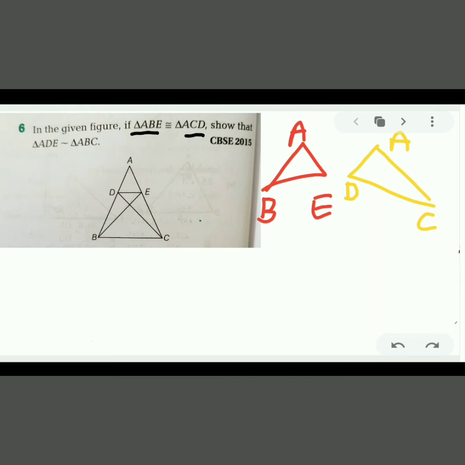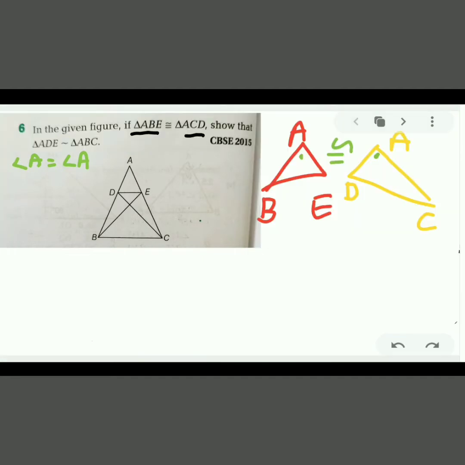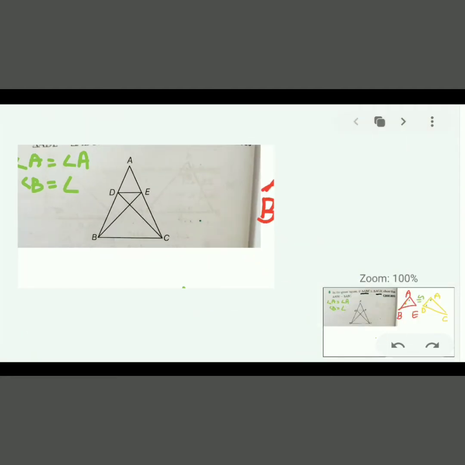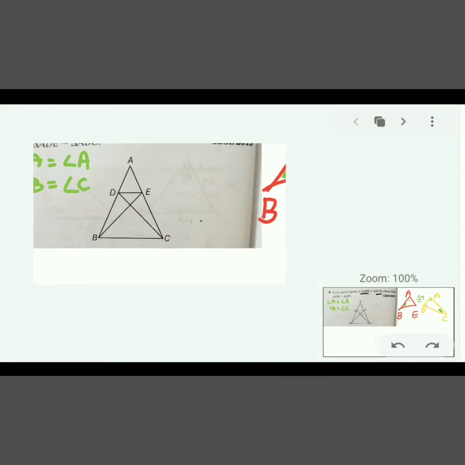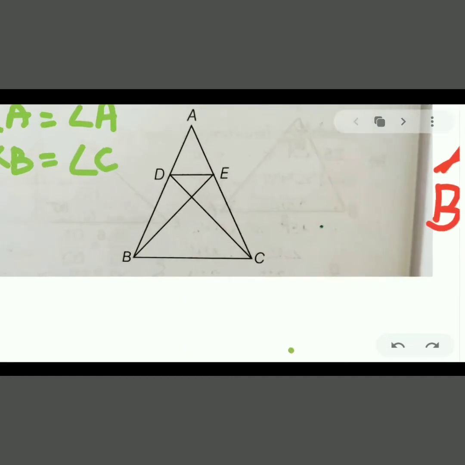So by the congruency rule, what can we write over here? If these two figures are congruent, we can write angle A is equal to angle A. Another thing that we can write from this figure is angle B is equal to angle C, not D. And here angle E will be equal to angle D. So here we are writing angle E is equal to angle D.